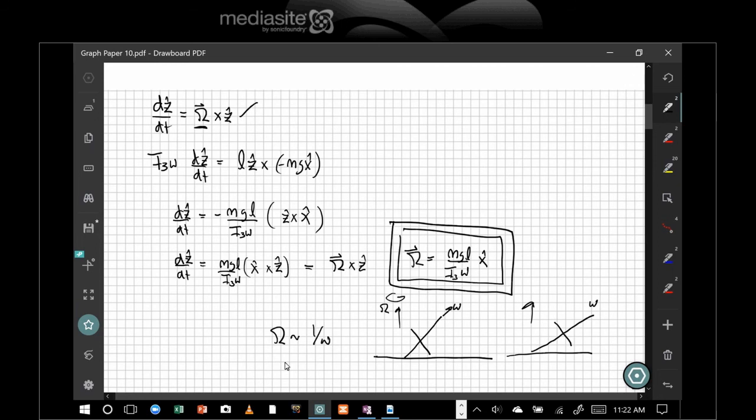So that's a precession of a top under a weak force. We're going to do much more complicated problems, but not right here.